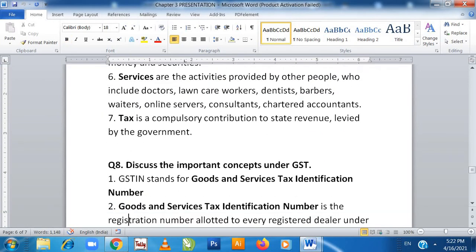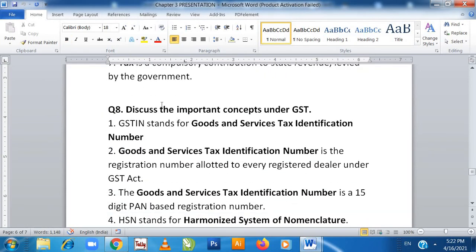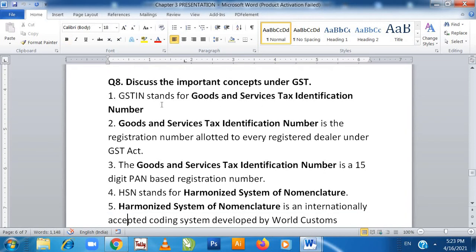Now the another question is, discuss the important concepts under GST. Now what are the concepts? GST stands for goods and service tax identification number. Now one of the things that is required in GST, that is GST number. Now how is the GST number defined? It is a registration number allotted to every registered dealer under the GST Act. The goods and service tax GST number is a 15-digit PAN based registration number.